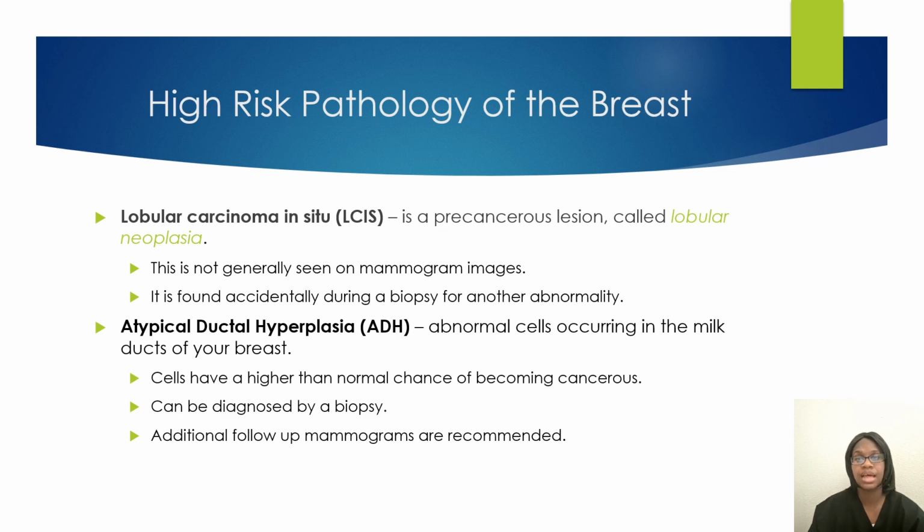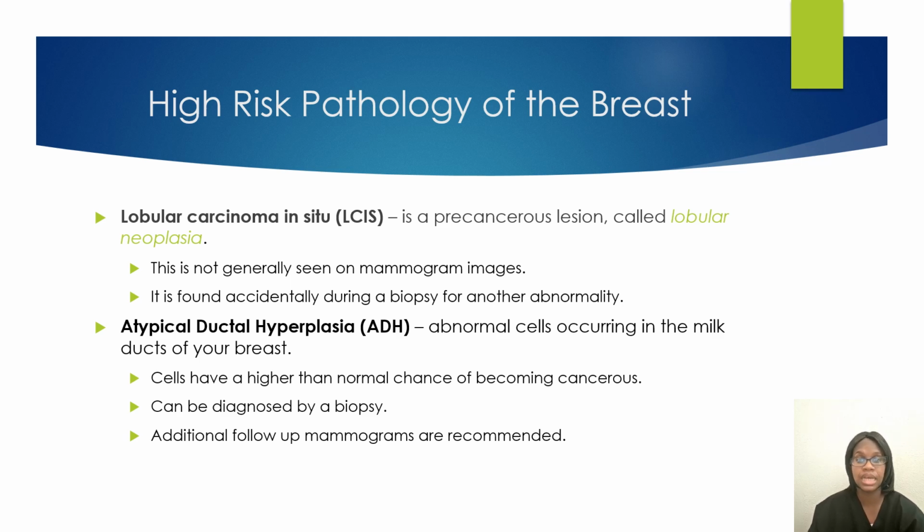The high-risk pathology for breast cancer, you have your lobular carcinoma in situ, or LCIS. This is a precancerous lesion. This is not generally seen on mammogram images. It could be found accidentally during a biopsy for another abnormality.